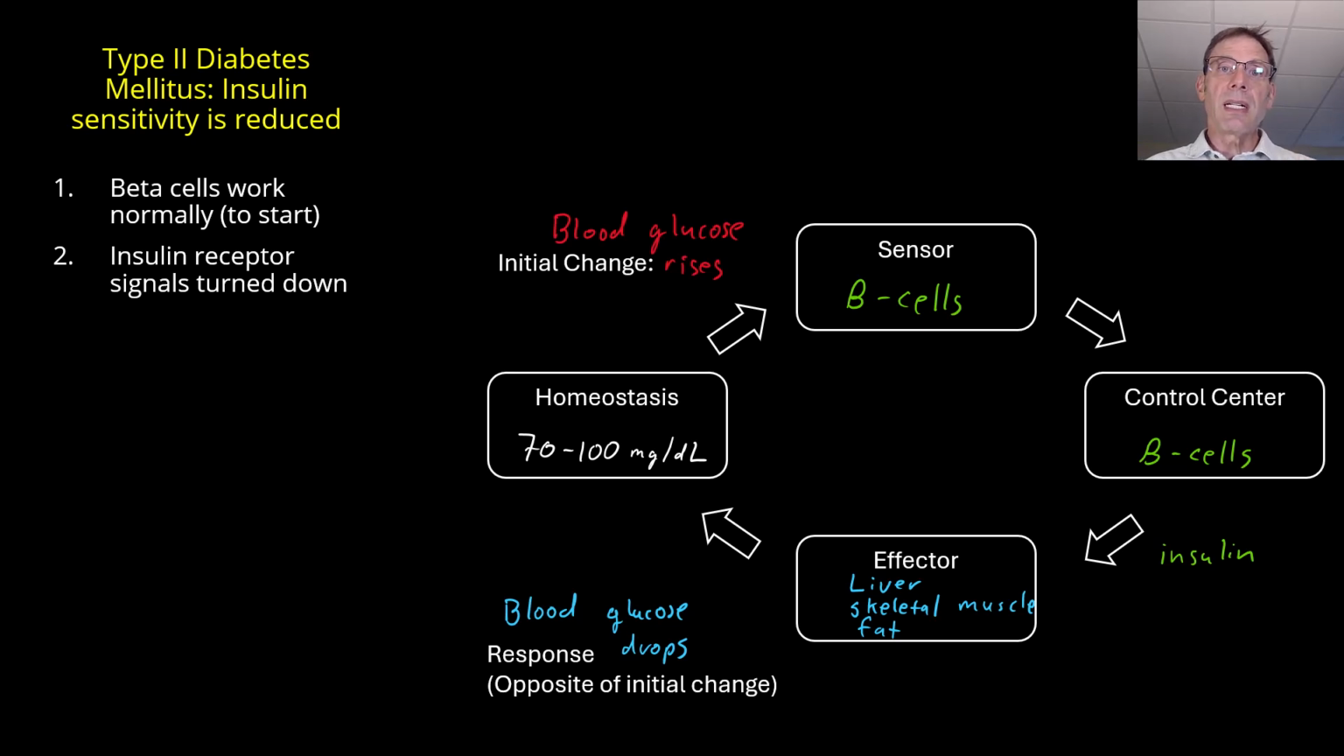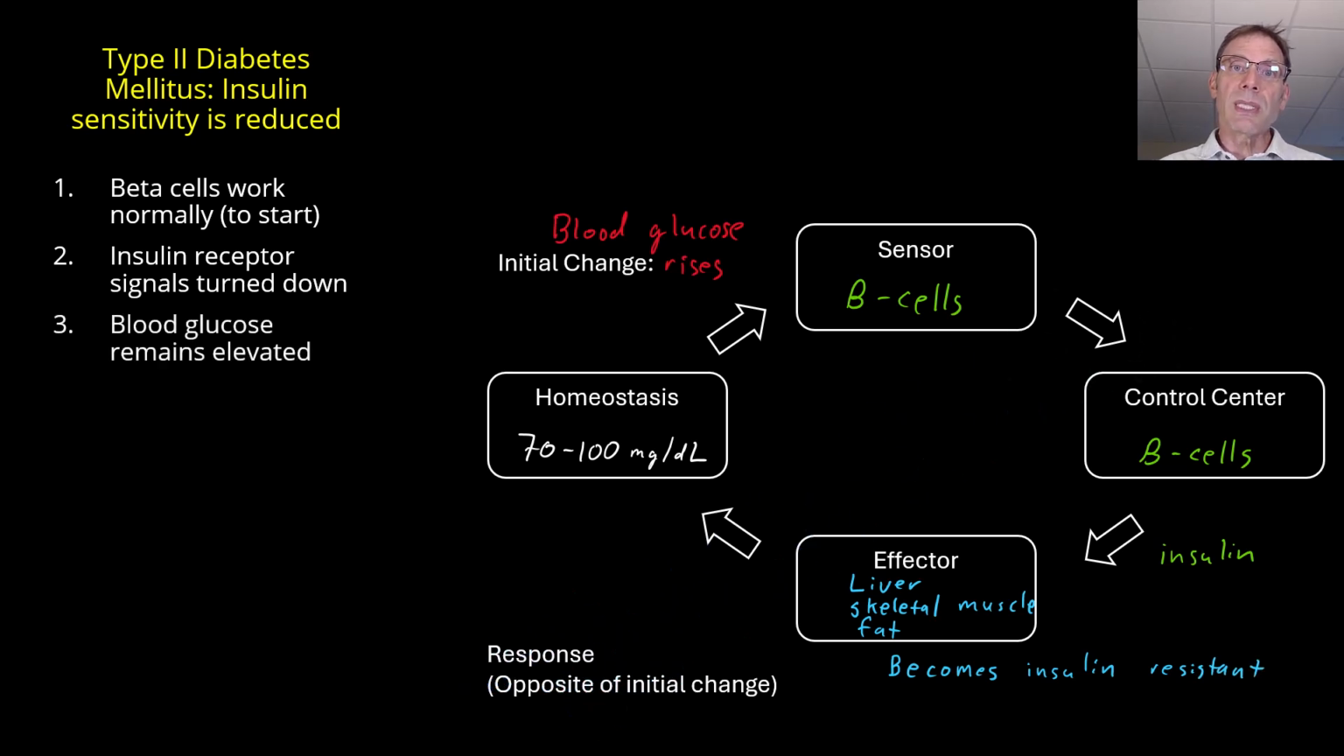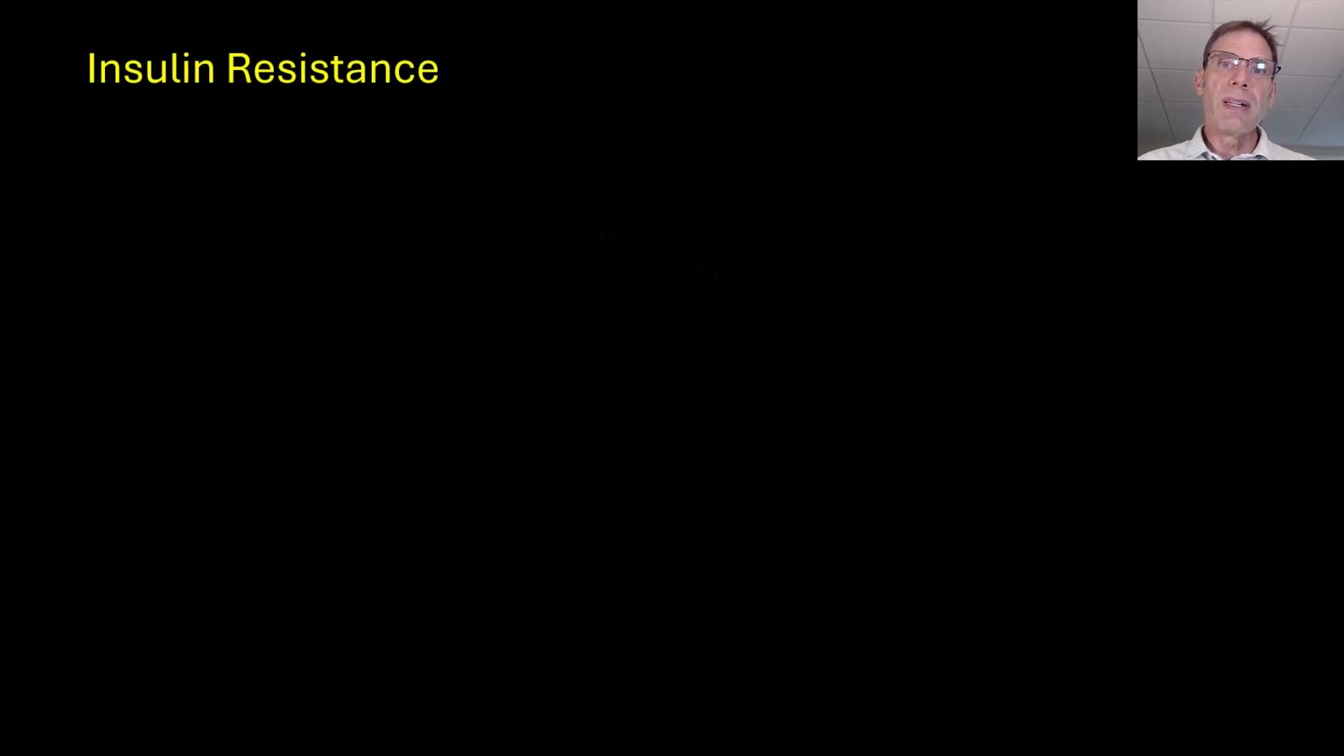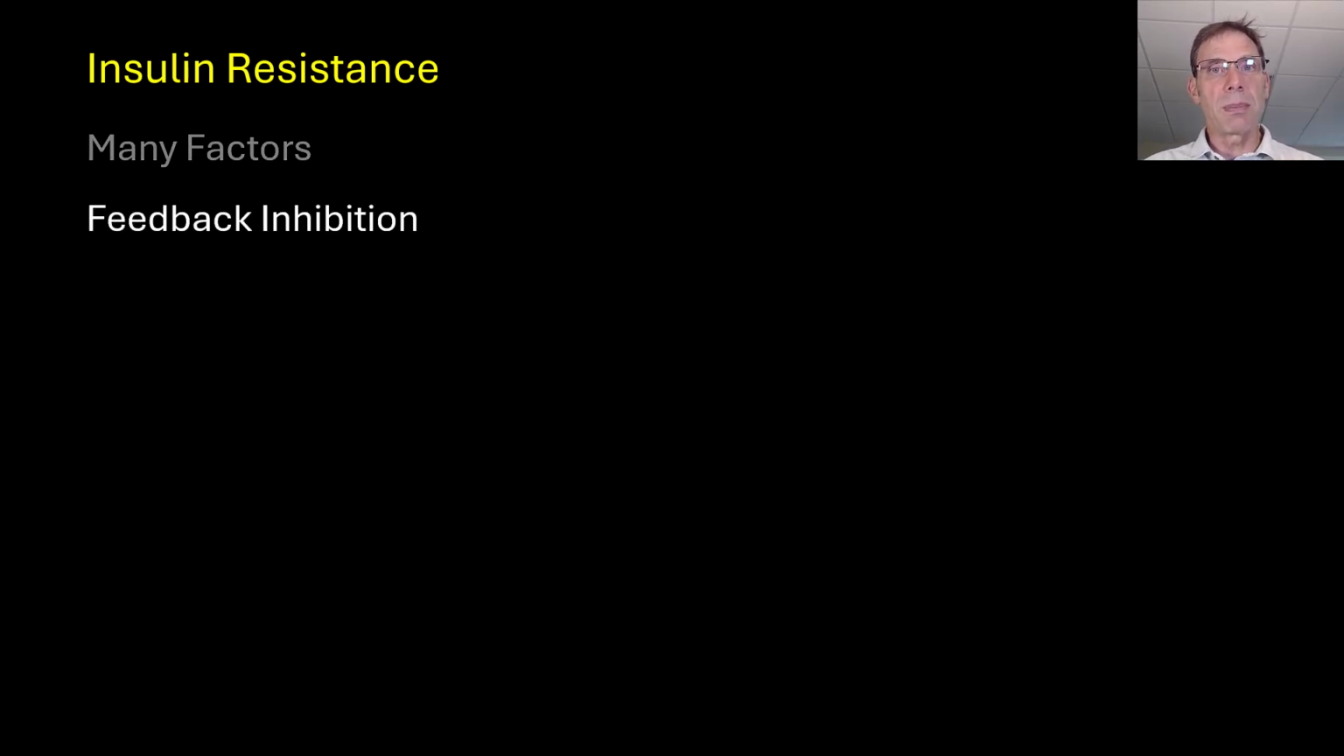This is a condition called insulin resistance, and as the target tissue becomes insulin resistant, we lose our ability to lower blood glucose, so glucose levels remain elevated. There are a lot of things that play a role in the development of insulin resistance, including genetics, and the process isn't completely understood. But a major contributing factor is feedback inhibition on the insulin receptor.